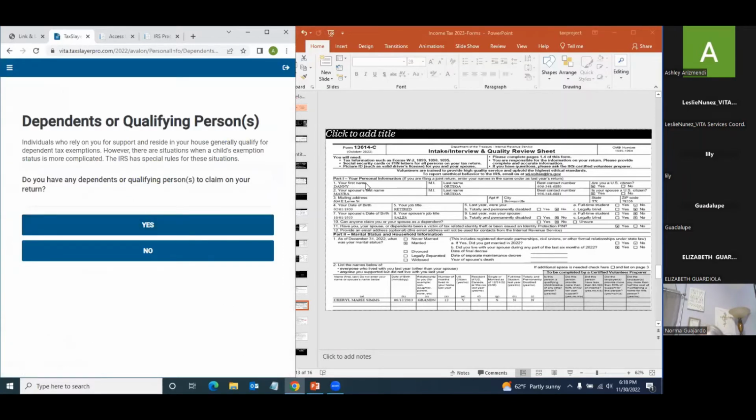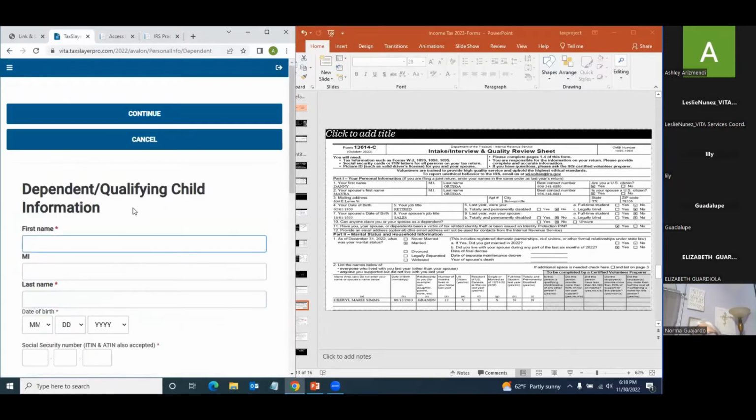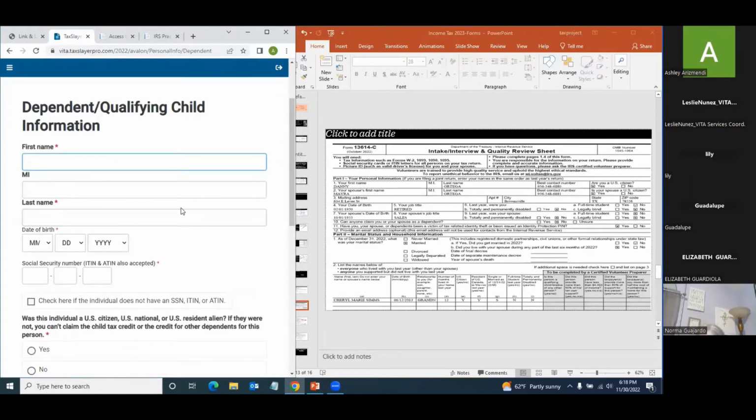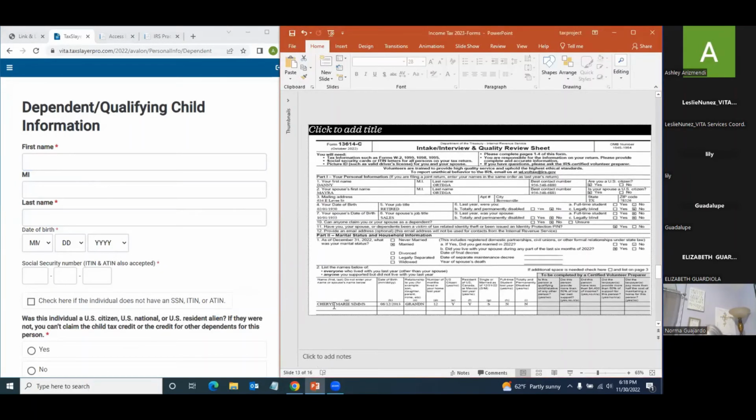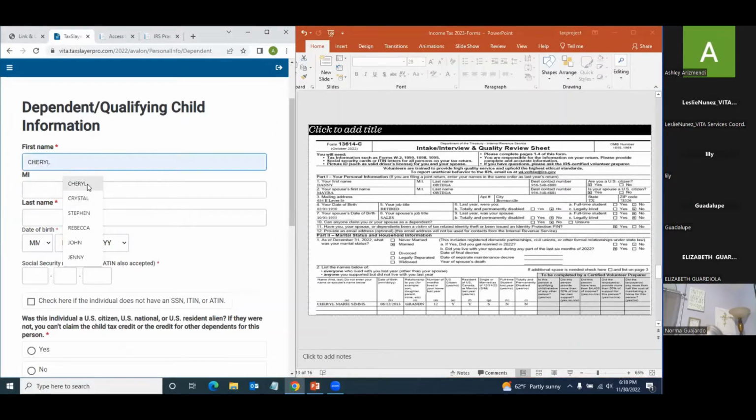So do they have a dependent? Yes. Okay, we're gonna click Yes. They do. Right here is the dependent information. Is it Cheryl? Cheryl Marie Sims. So here we're gonna write Cheryl M, not the whole middle name, and then erase the one that populates, and we're gonna put Sims.